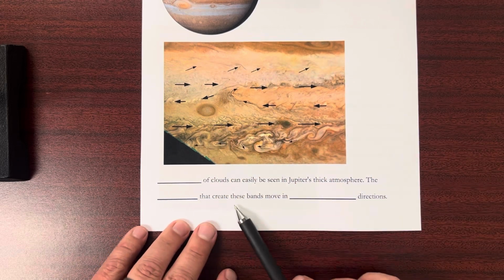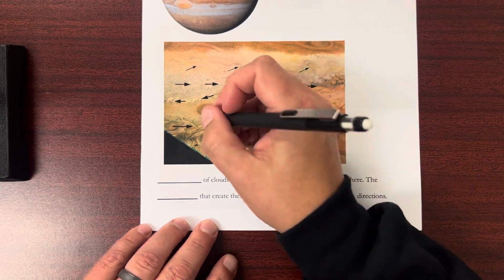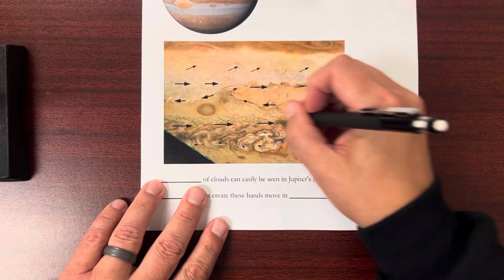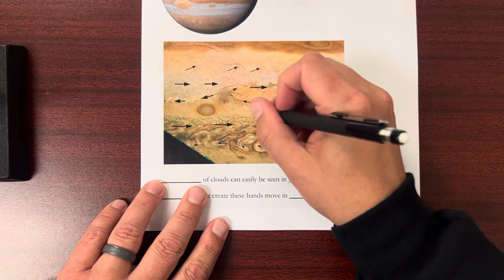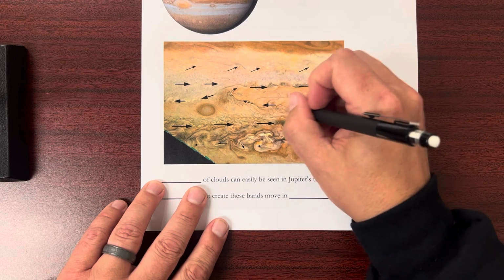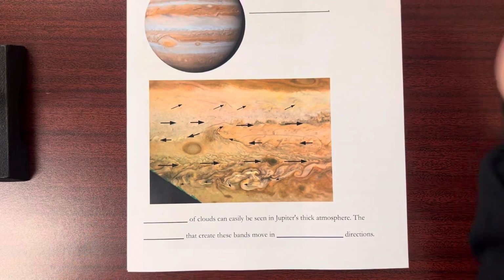The winds that create these bands move in opposite directions. So this set of winds is moving to the east, where this set of winds is moving to the west. And it creates this swirling pattern that we see.